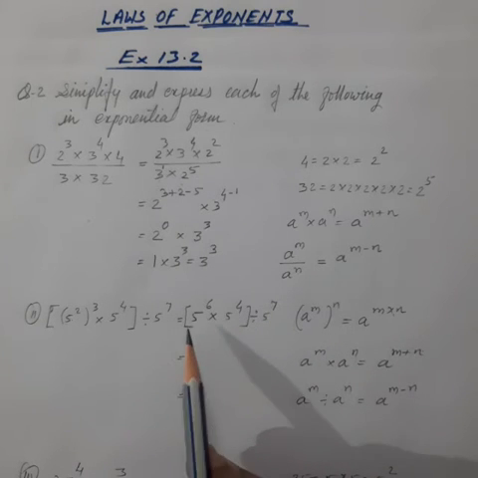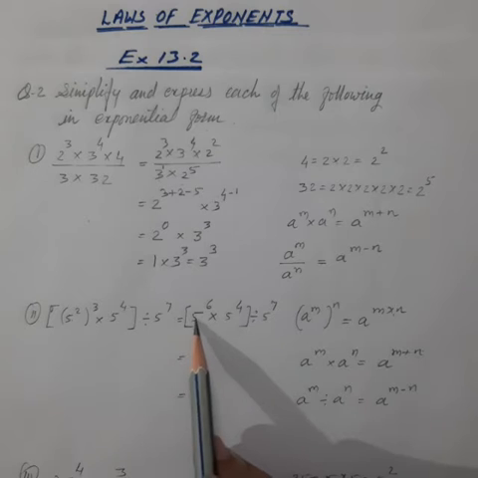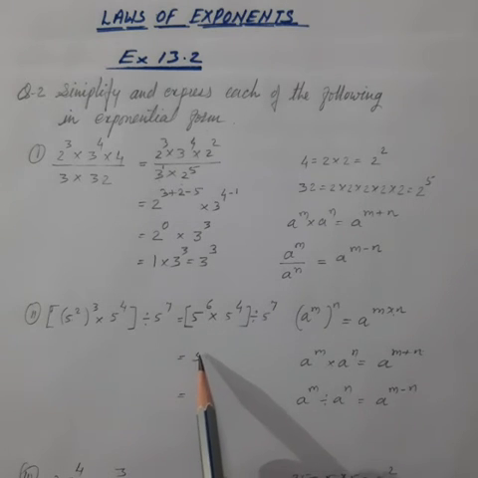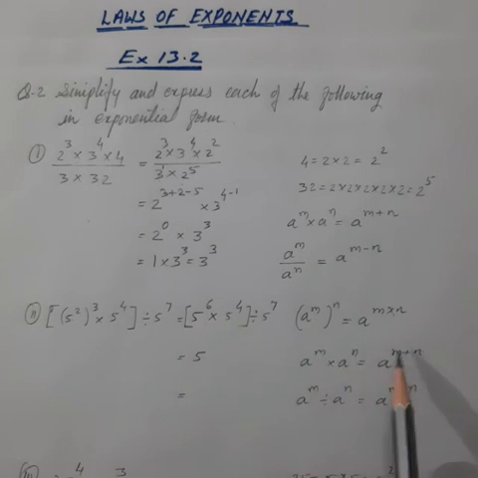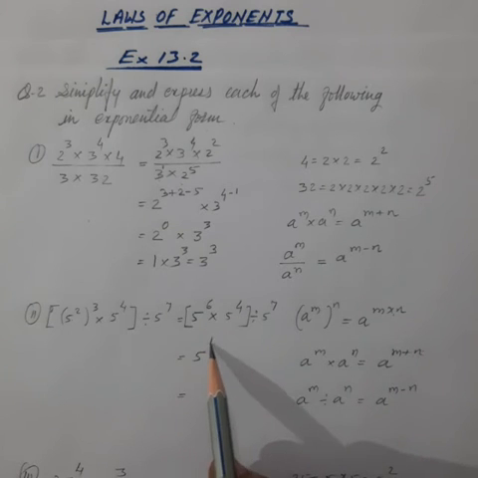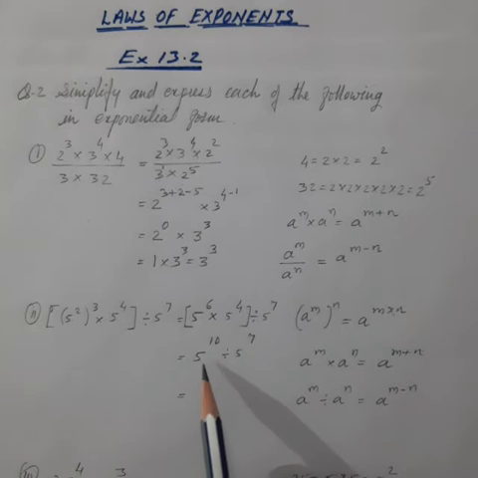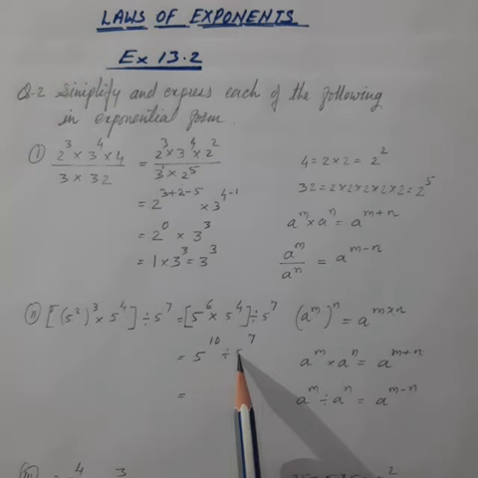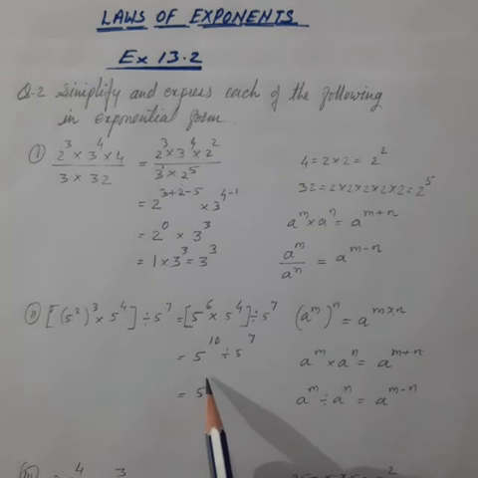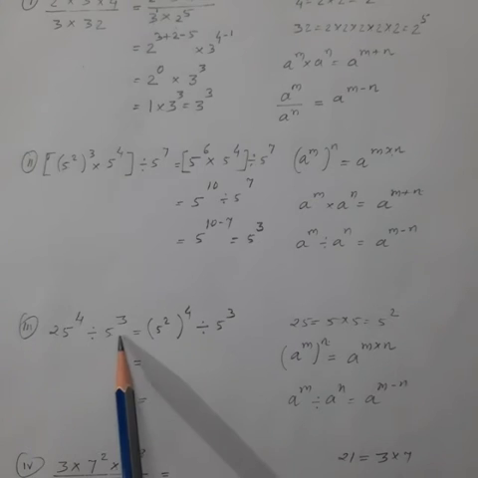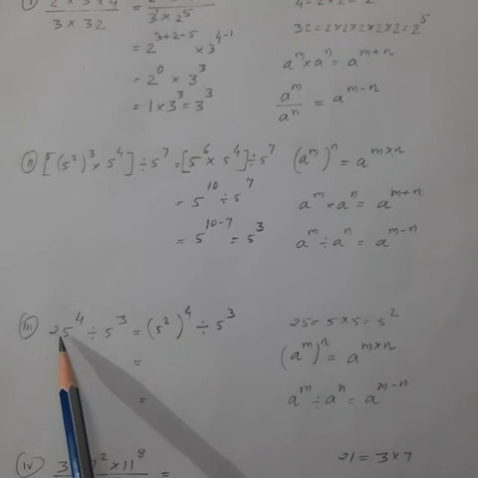Now solve this first. Two numbers are multiplied with same bases. So take the base common and add the powers. 6 plus 4 is 10, divided by 5 raised to the power 7. Now here it is the division of two numbers with same bases. So we have to subtract the powers. 10 minus 7 is 3. 5 cube.